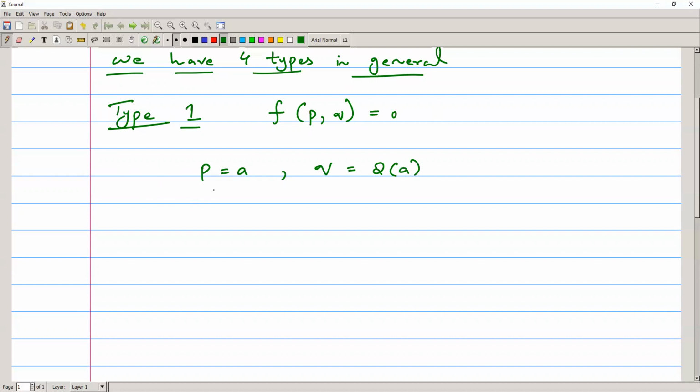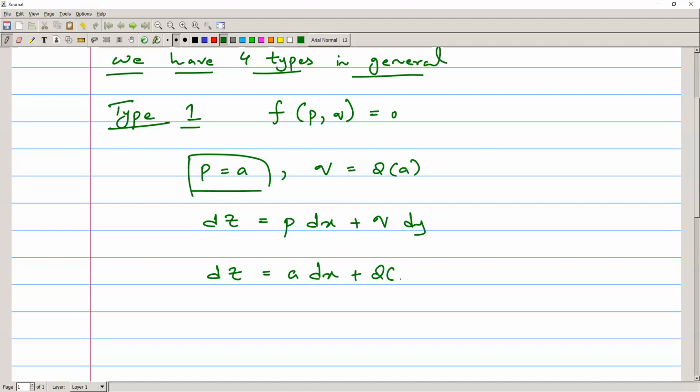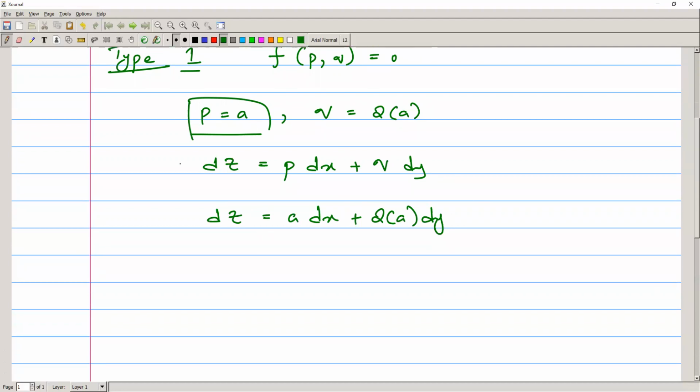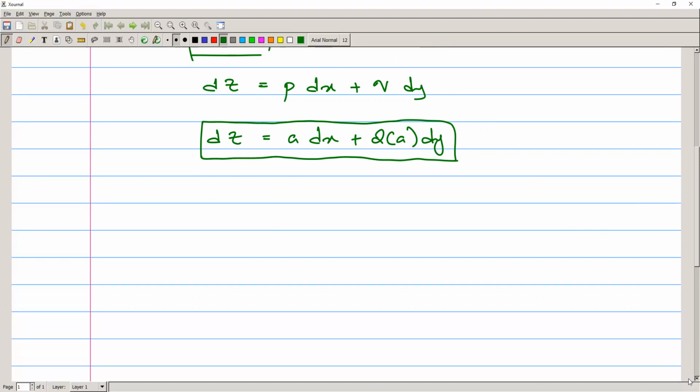And then we can solve it by using this equation which we used in Charpit's method. So this equation will imply that dz is equal to a times dx, because we suppose p is equal to a, and then q of a times dy. So let's take some examples and see how to solve these types of equations. It can be solved in two or three steps. It's a very easy method. So let's take an example.